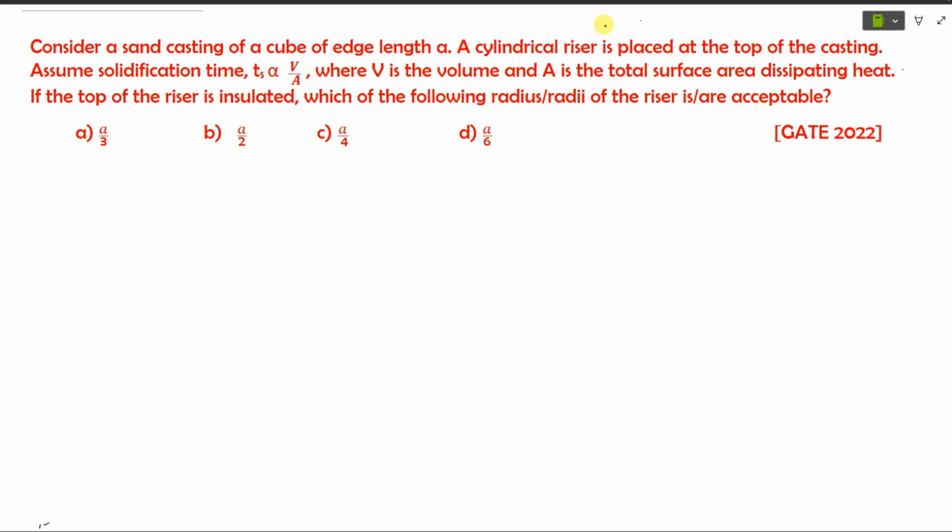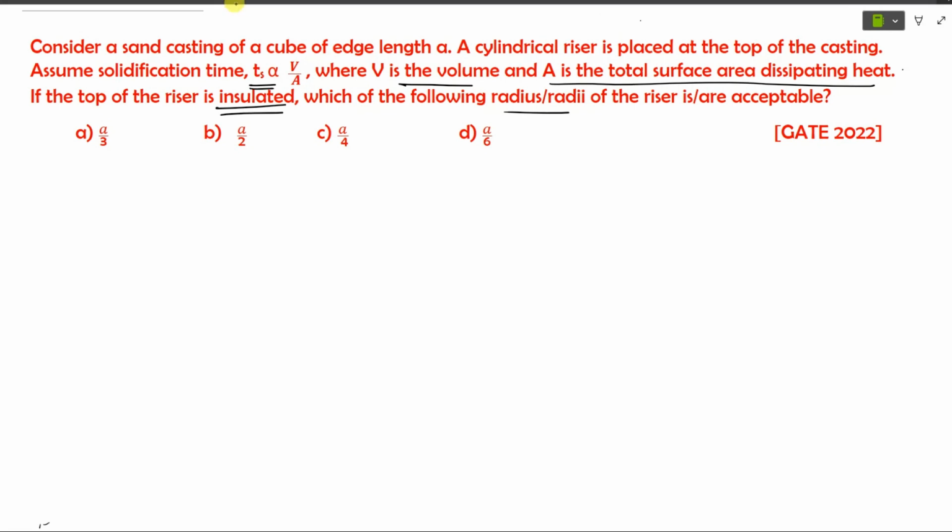Consider a sand casting of cube of edge length A. A cylindrical riser is placed at the top of the casting. Assume the solidification time Ts to be V by A, where V is the volume and A is the total surface area dissipating heat. If the top of the riser is insulated, which of the following radius or radii of the riser are acceptable? And 4 options are given.